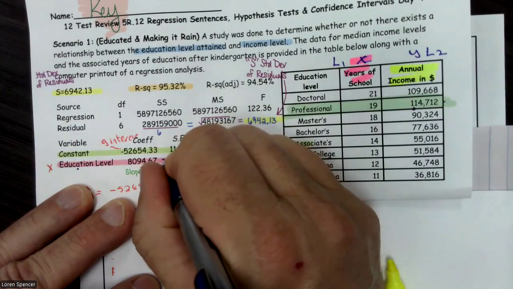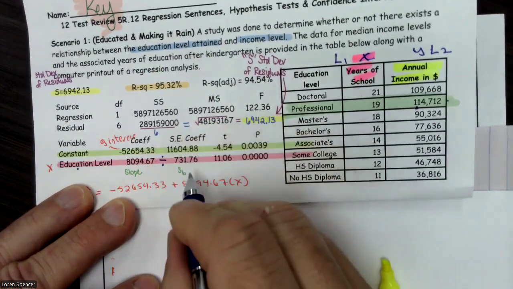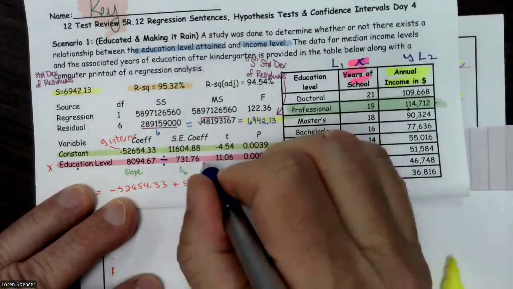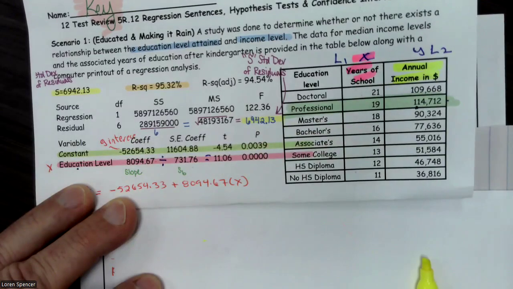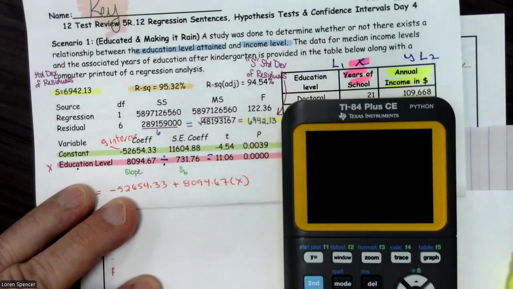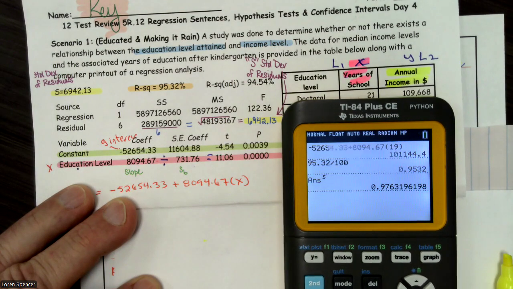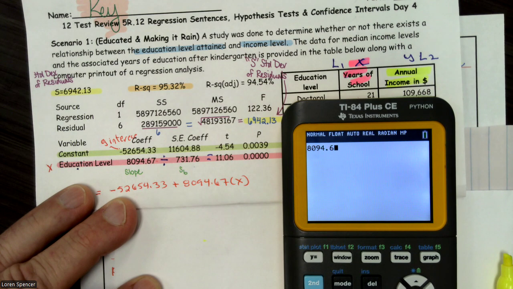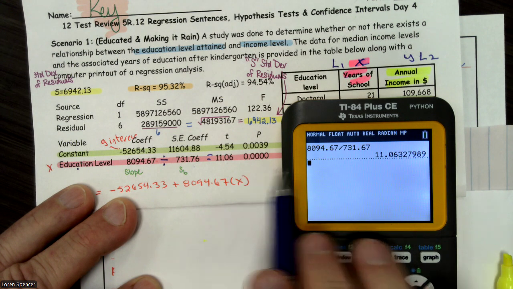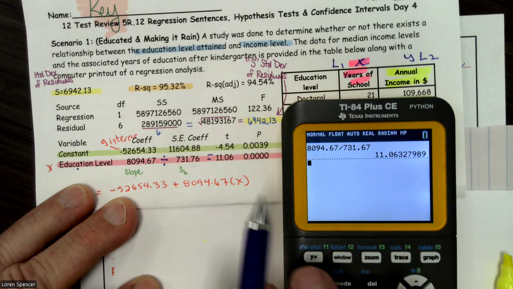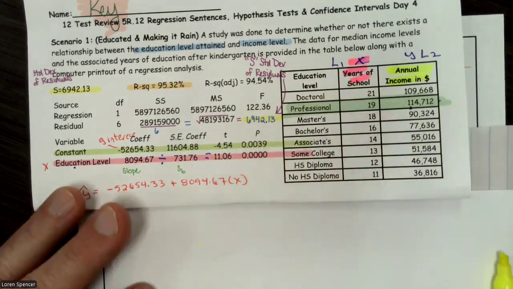So I should be able to take 8,094 and divide it by 731 and get 11. Let's see if that actually works out that way. 8,094.67 divided by 731.67, and we get 11.06. So sure enough, we get our t statistic right there.